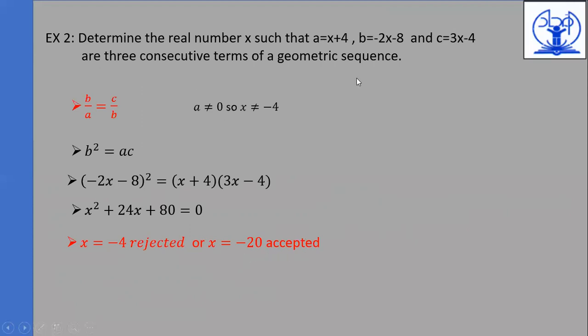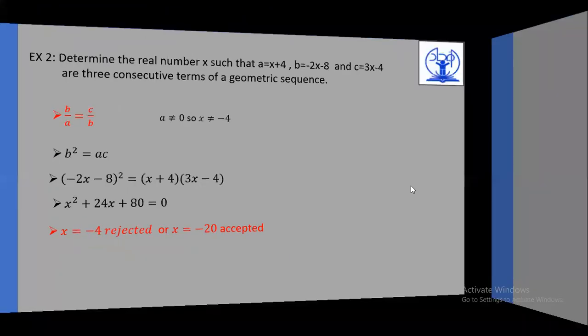We have to be careful here. The first term of a geometric sequence shouldn't be 0, otherwise all the terms must be 0. Actually, we should have said that these 3 terms are 3 terms of a non-zero geometric sequence. Otherwise, it's a special case and all the terms are zeros. That's a constant sequence.